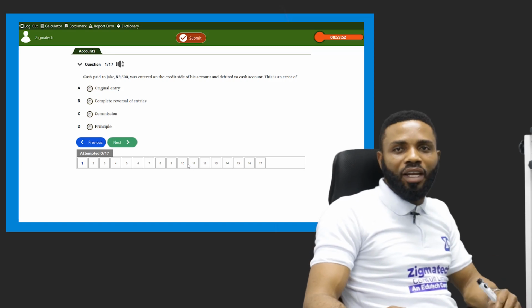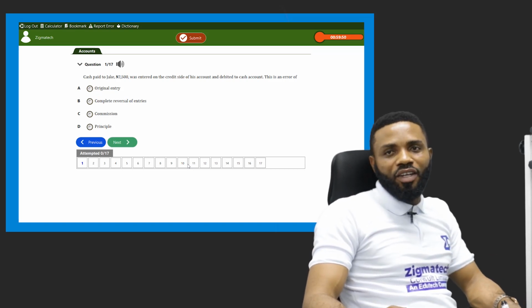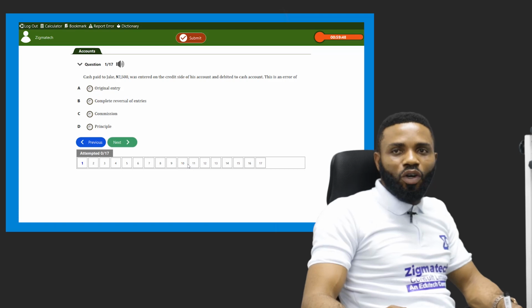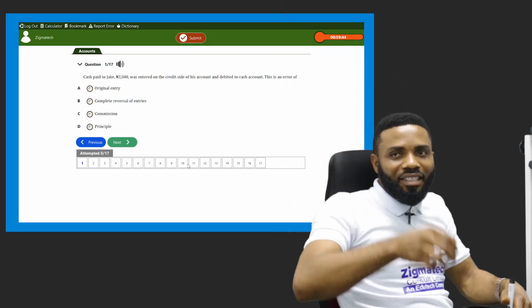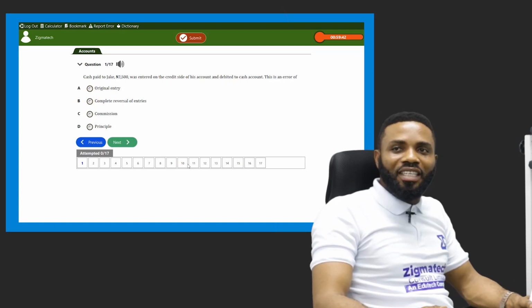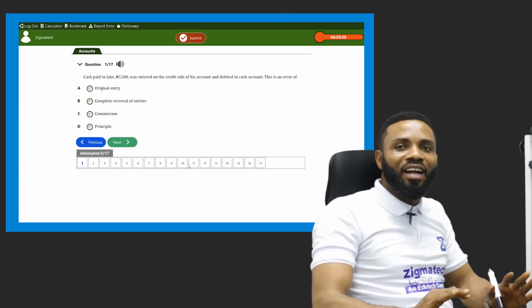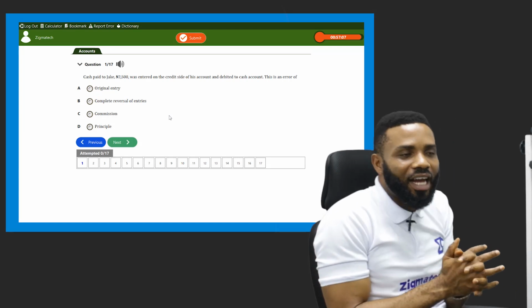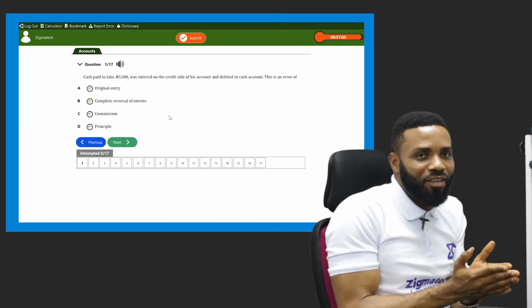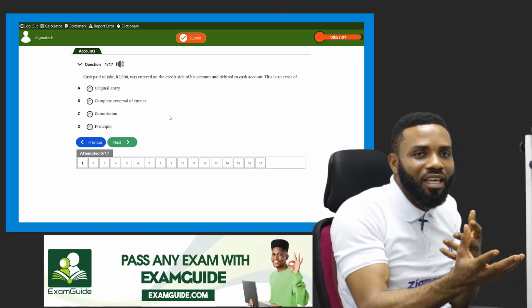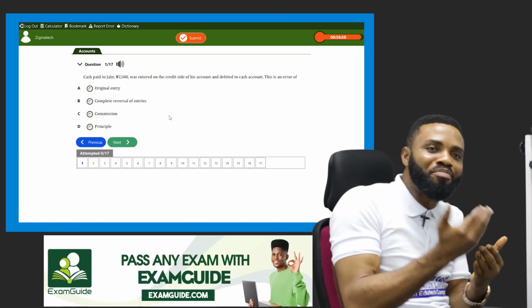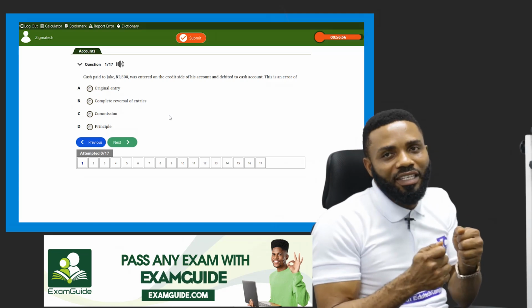Okay, look at the first one. Cash paid to Jack, 2,500, was entered on the credit side of his account and debited to cash book. This is an error of what? Very clear error. I have said it from the beginning that in accounting, we give to decrease, and we receive to increase. So we always debit who receives, and we will credit who gives.